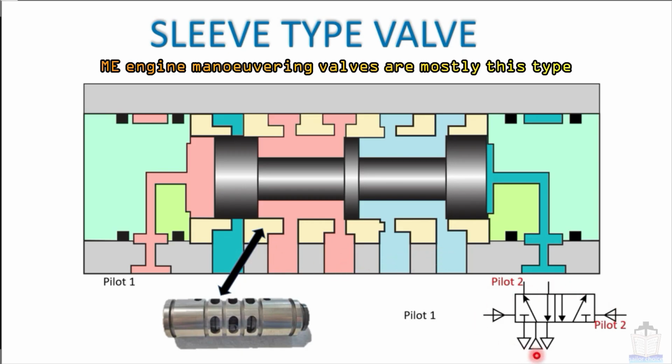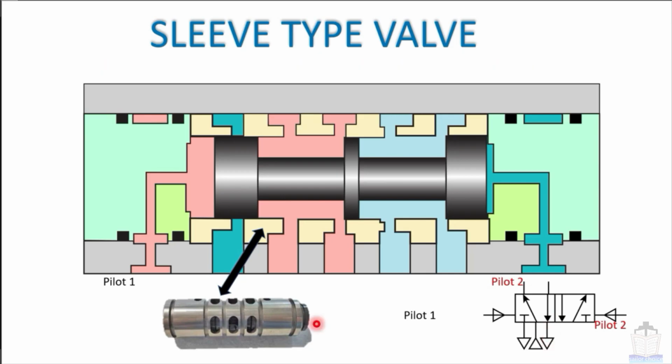In this graphical representation you can see pilot air is being fed from here as well as from here, main air is working over here, and these are the two exhaust lines. These valves are very easy for any sort of maintenance.